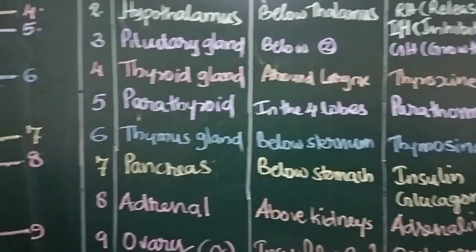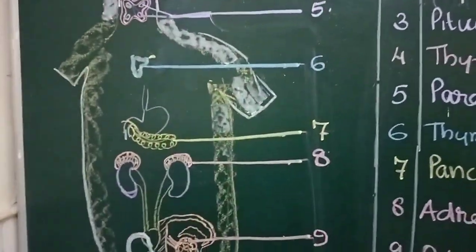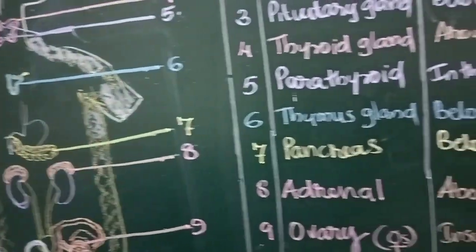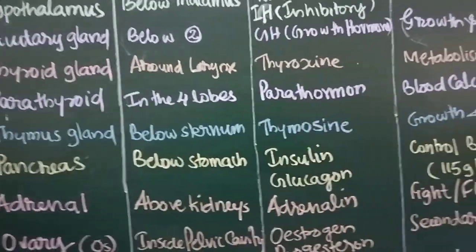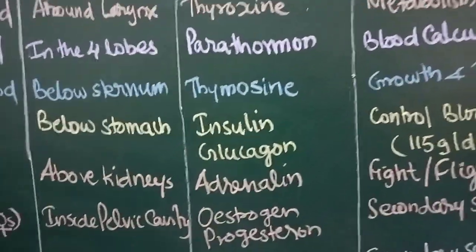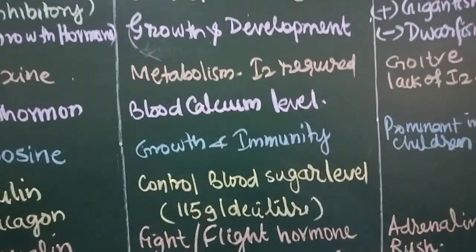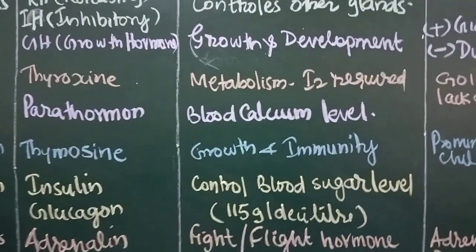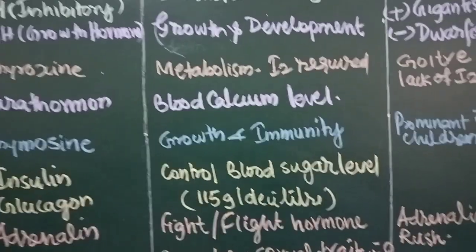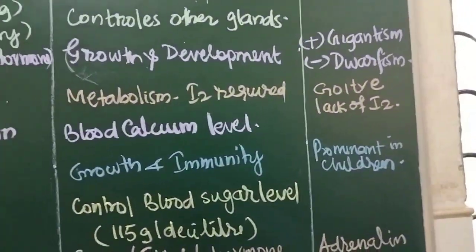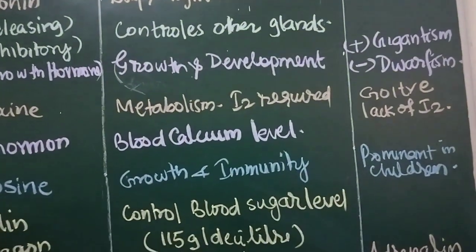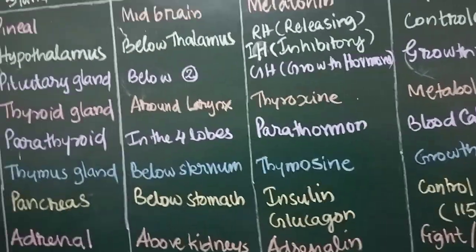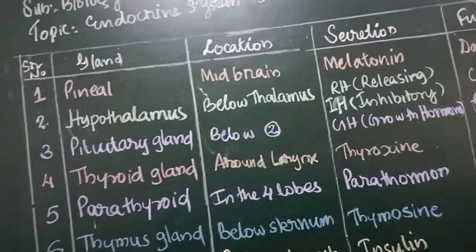Coming to the 8th gland, that is the adrenal gland, which is located just above the kidneys. It secretes the hormone called adrenaline. You might have heard about the adrenaline rush, which activates the sympathetic nervous system, and that is why the hormone is known as the fight and flight hormone. Okay, so the important action of the adrenal gland is known as the adrenaline rush. When adrenaline is secreted, it will also help us to overcome emergency situations like running away while seeing a snake.